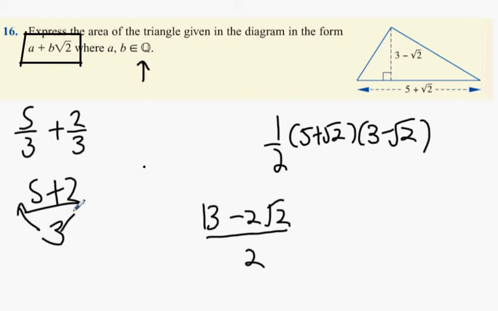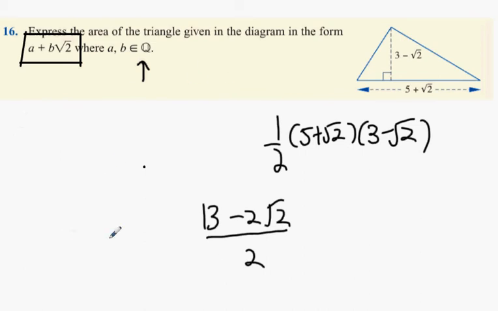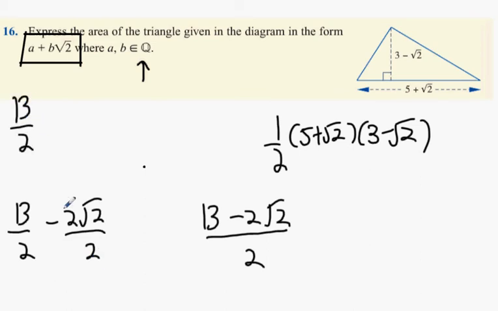I can split them up into 2 separate fractions. So I'm gonna do that with this one here. So look what happens. I'm gonna change it to 13 over 2 minus 2 root 2 over 2. Is that right? So it's 13 over 2 for the first one, and then 2 root 2 divided by 2, and it's just root 2. What does that mean about our answer? It means the a value is 13 over 2.